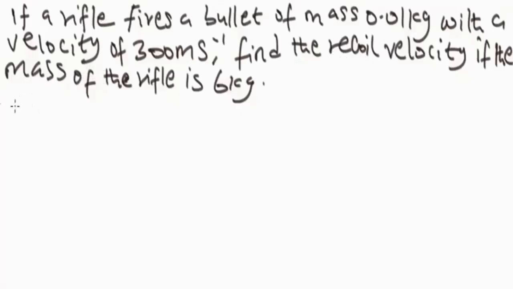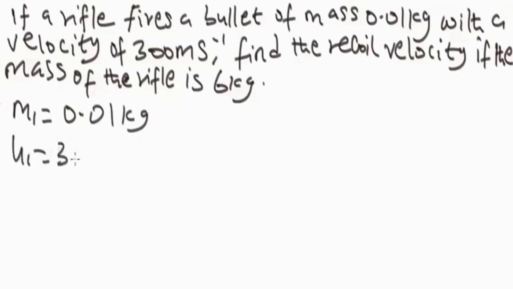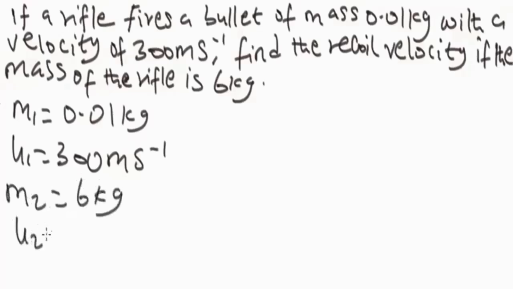In this question, we have our m1 to be 0.01 kg. We have our u1 to be 300 meters per second, and we have our m2 to be 6 kg. Our u2 will be 0 because the rifle is not moving. We are asked to find the recoil velocity v. That means we still apply, this question is under perfectly inelastic collision. Like I told you, most of the questions we see in collision will come from perfectly inelastic collision.